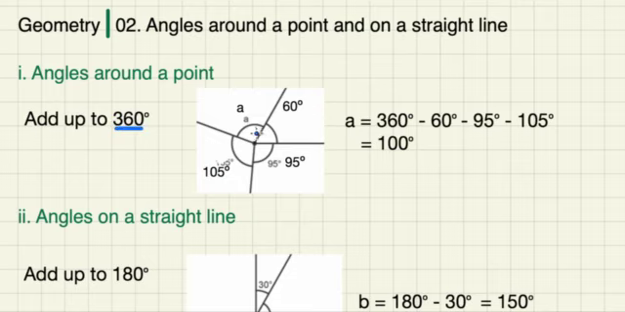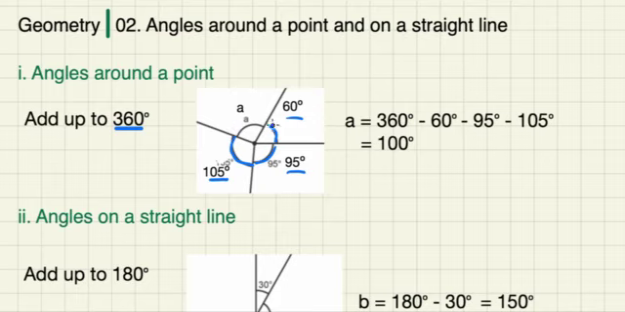So that's an important figure to always remember. In this case, we have four angles, one of which is an unknown. This angle is 60, this angle is 95, and this angle is 105. And so the question is, what is this angle here?